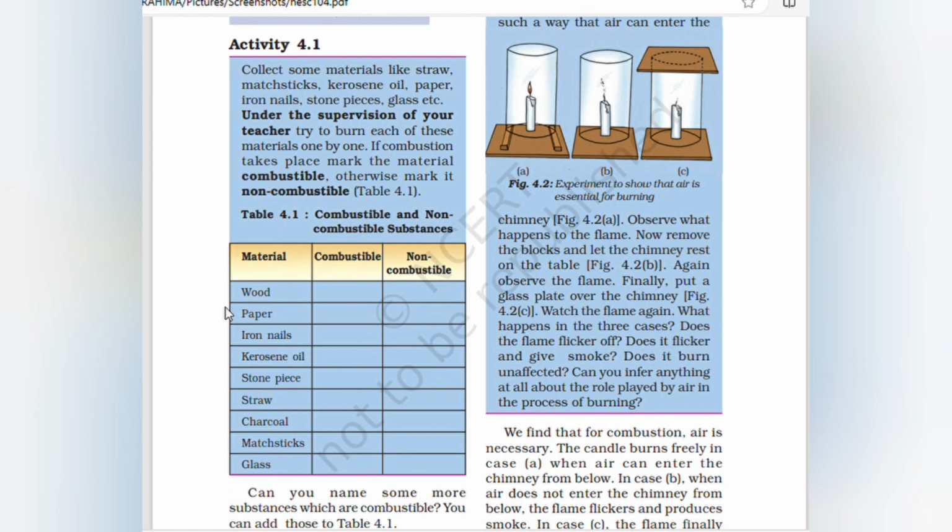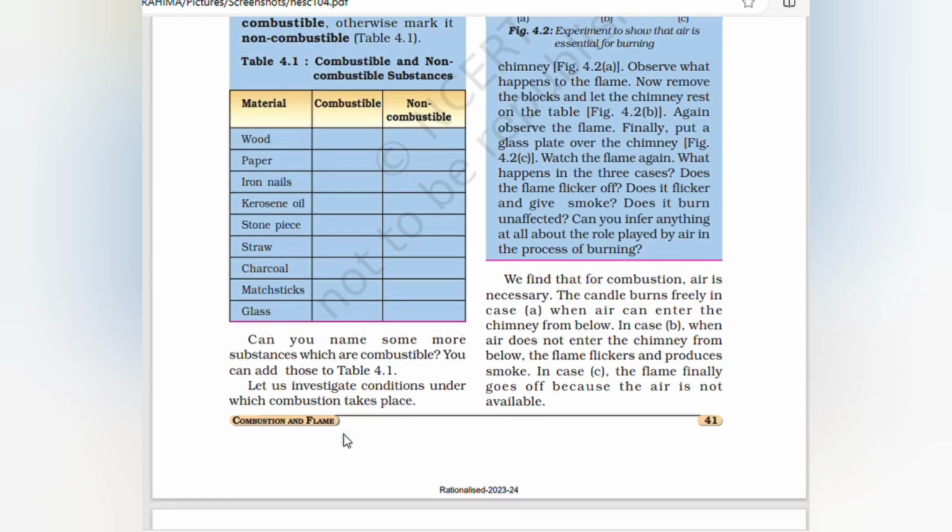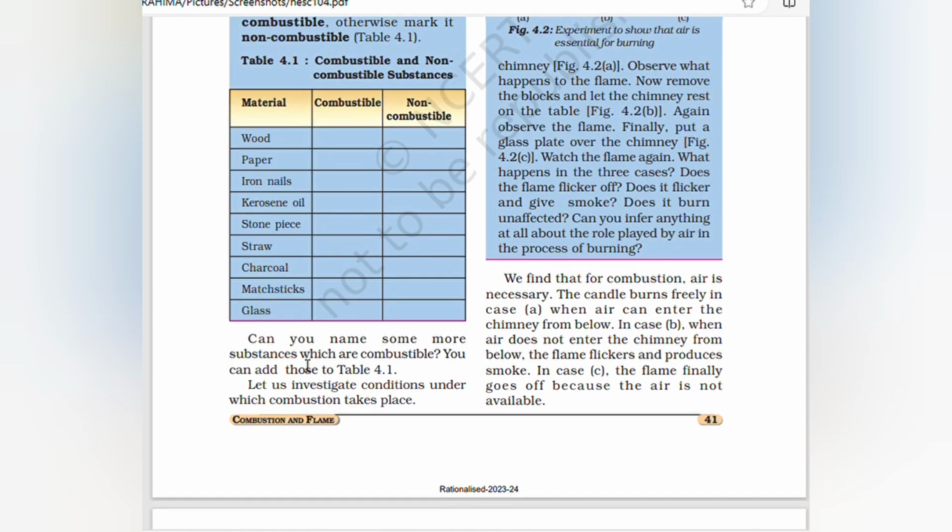Wood, burns. Paper, burns. Iron nail, no. Kerosene oil, burns. Stone pieces, no. Straw, burns. Charcoal, burns. Matchsticks also will glow and combust. Glass, no. Can you name some more substances which are combustible?